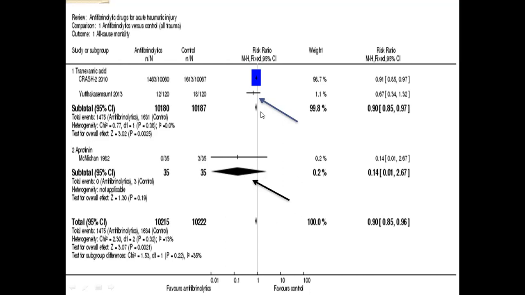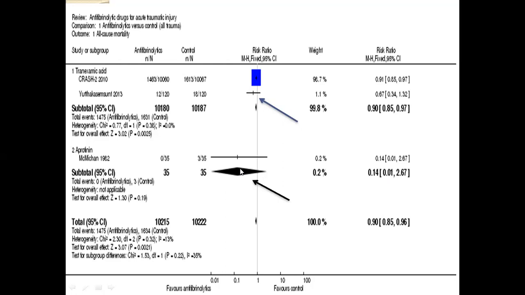Check the width of the diamond here and there, and also the width here and there. This is first. As regards aprotinin and the mortality, you can appreciate that the two ends of the confidence interval are on the two sides of the neutral line. So the confidence interval has cut the neutral line. It's 0.01 and the other end is 2.67.